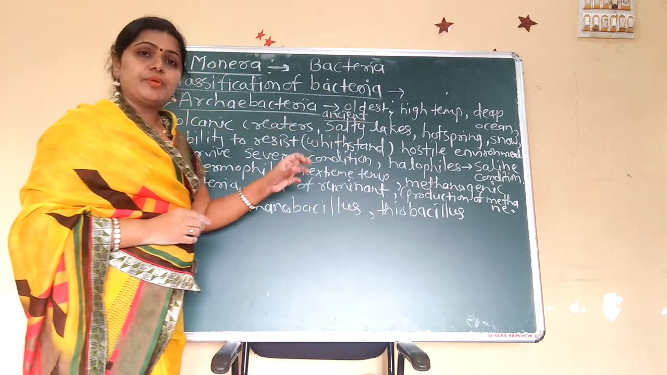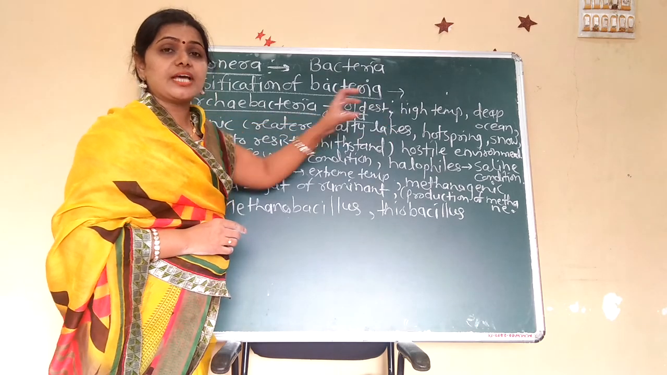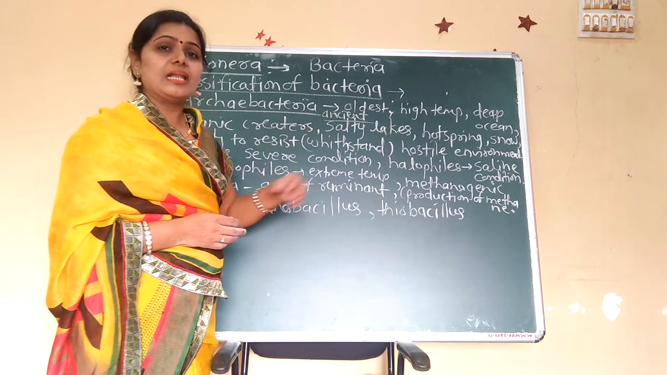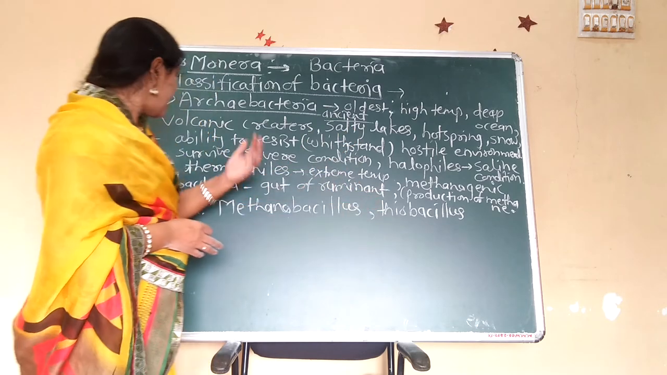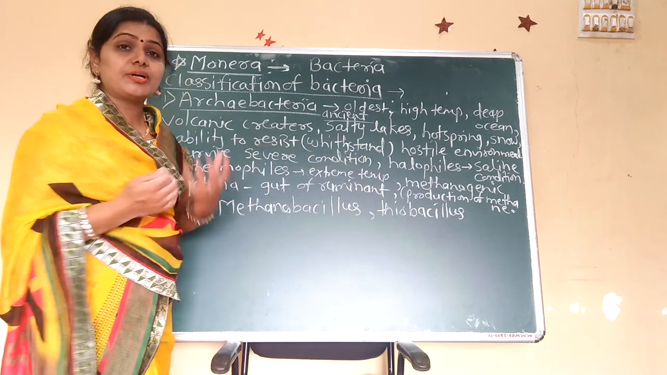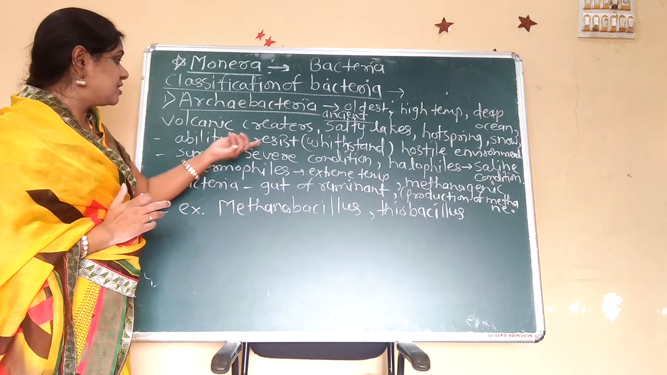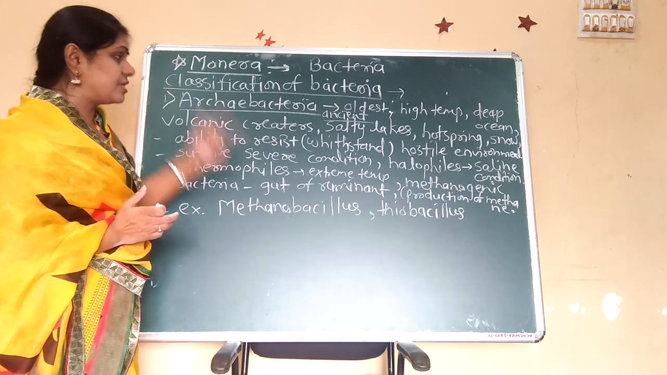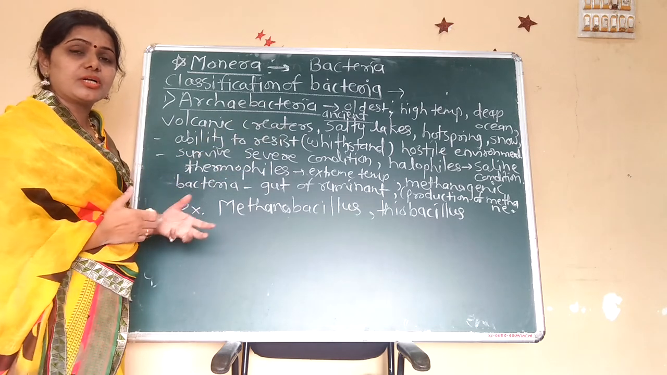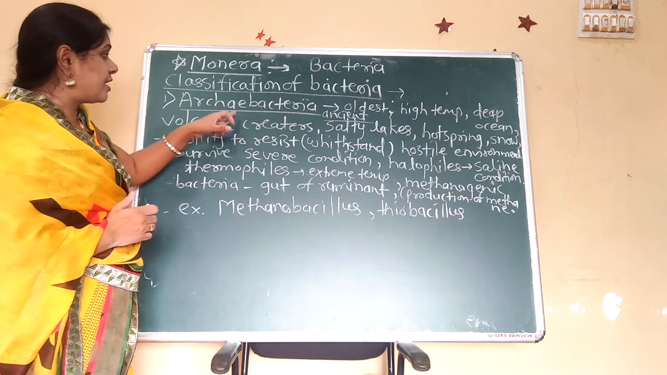Because they are the oldest, ancient bacteria, they can survive extreme temperature and extreme environment, like high temperature, for example in the deep ocean. They have the ability to resist and withstand such hostile environments and survive in severe conditions. Bacteria with this capacity are called archaebacteria.